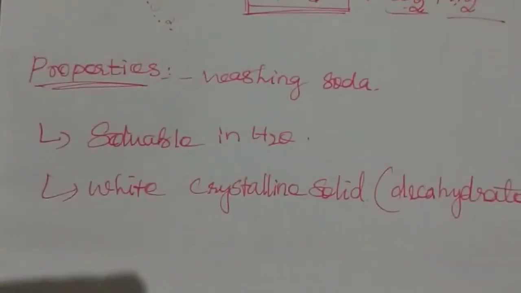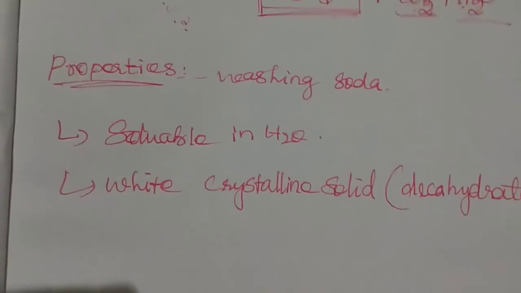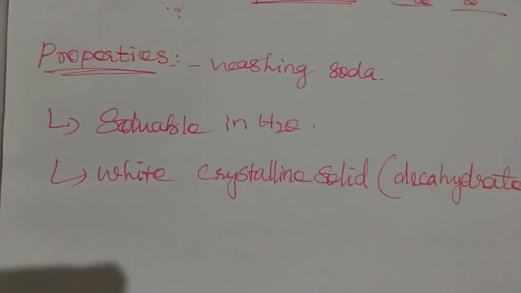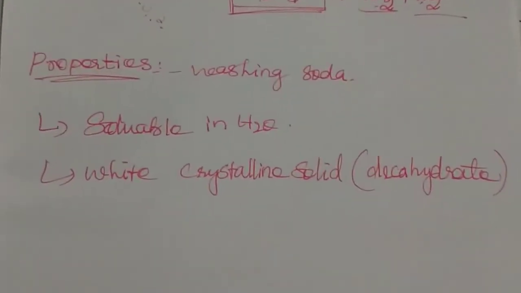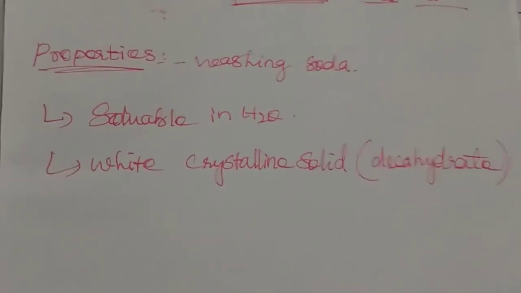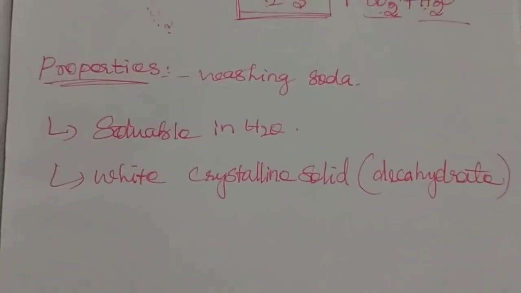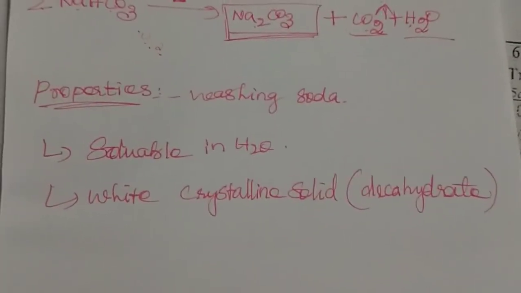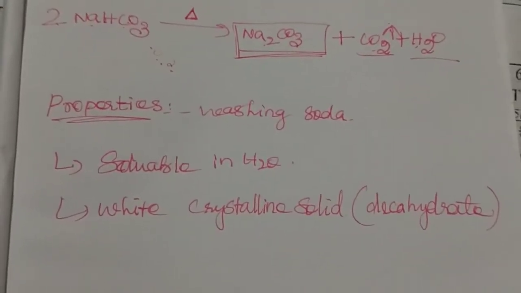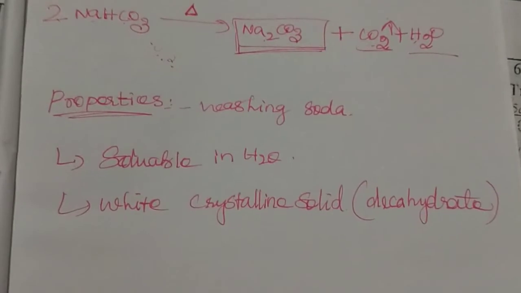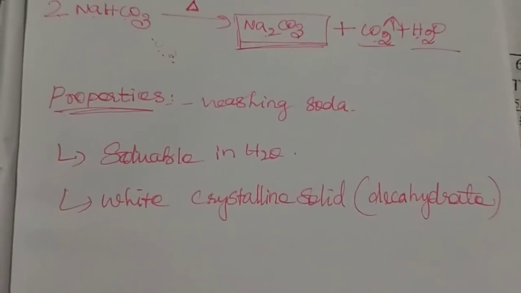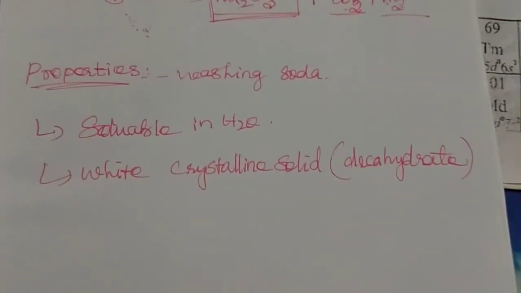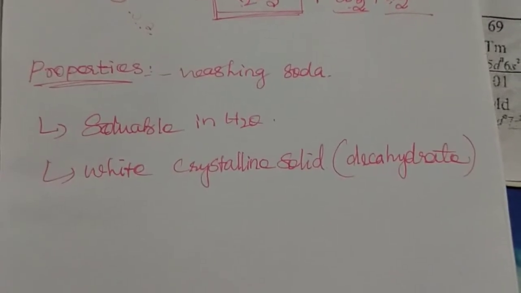Because of the solubility of this washing soda in water, it makes the water alkaline in nature. Upon heating, the washing soda, or sodium carbonate, releases water molecules as water vapor. So 10 molecules of water vapor are released from the washing soda when it undergoes the heating process, and it can form the monohydrate. So only one water molecule is present.